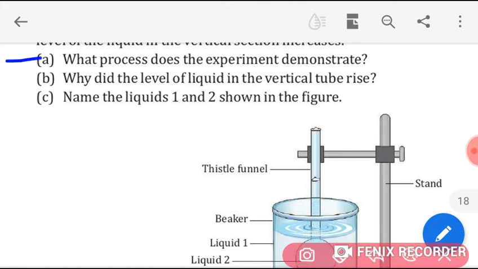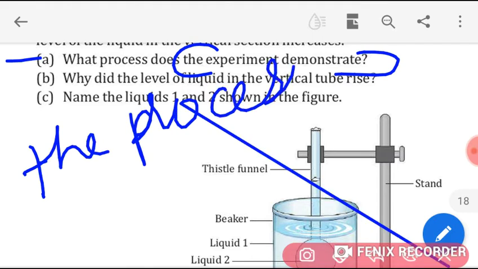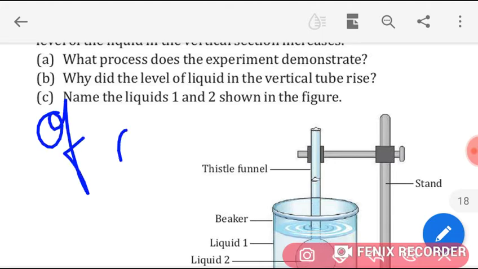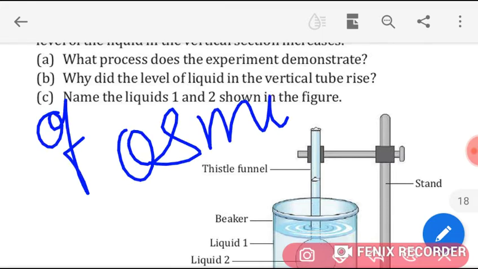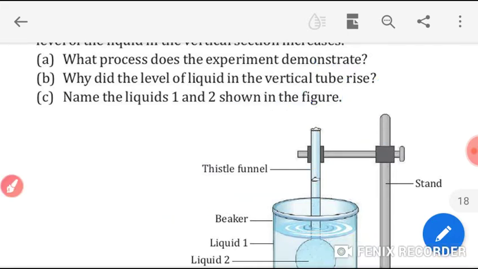This one, A. From the question you will write: the experiment demonstrates the process of osmosis. Osmosis. Okay. Then come to the next, second question.